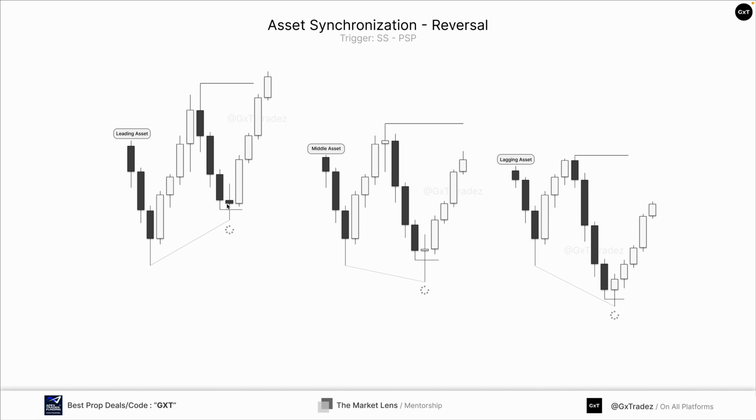So what do we notice about here? The trigger for the strength switch is a precision swing point. So we have an SMT with our key level, which is confirmed by a PSP, but what do we notice about this PSP?